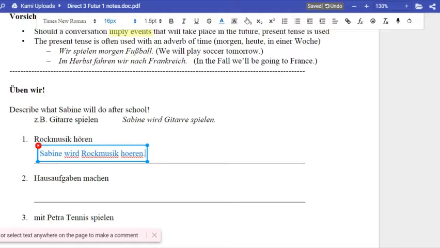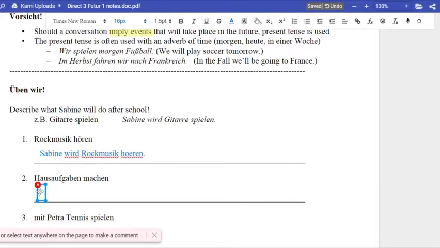You try it. Wunderbar. Okay, next up, Hausaufgaben machen. So we're going to say Sabina will do her homework. So we're going to start off again with Sabina. How do we conjugate werden in the RCS form? That's right, wird.